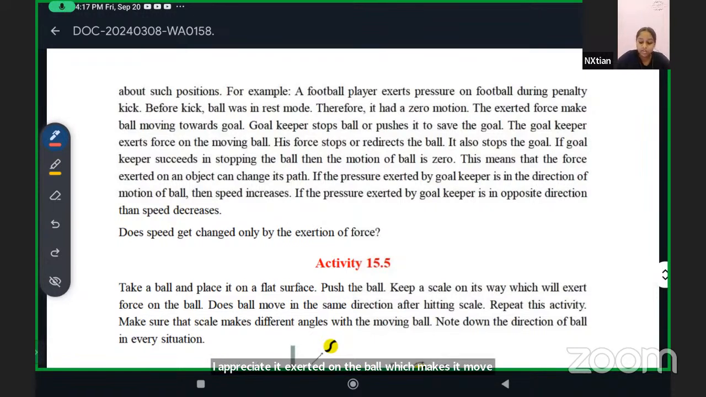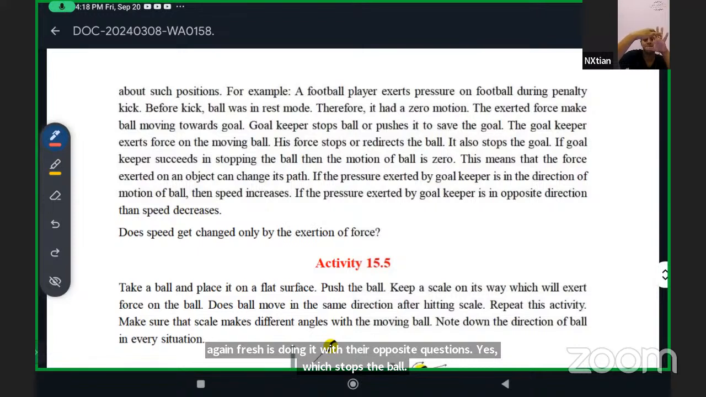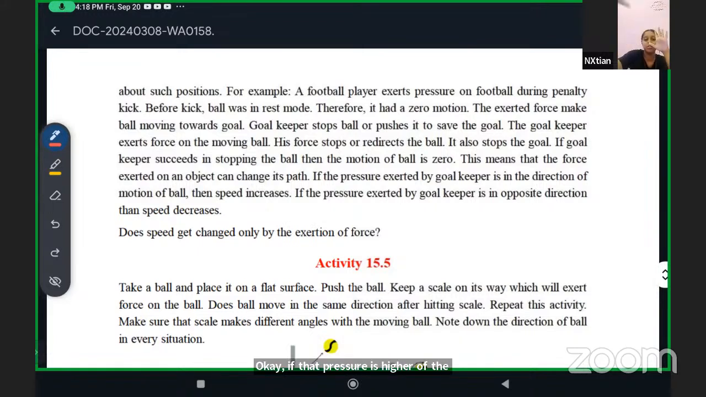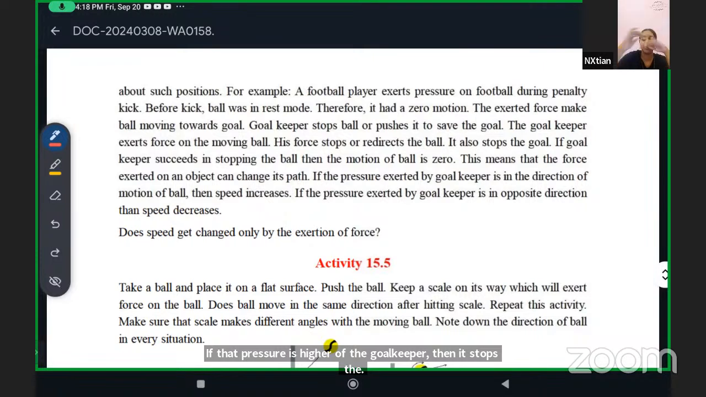So the goalkeeper stops the ball or pushes it to save the goal. Again, he is applying the opposite force, opposite pressure. The goalkeeper holds the ball. Like the ball is coming in a direction, he has to stop it. He just holds the ball. Again, pressure, force. Opposite pressure is there. So it stops the ball. If that pressure of the goalkeeper is higher, then it stops the ball which is coming with force. Yes, Abraham.